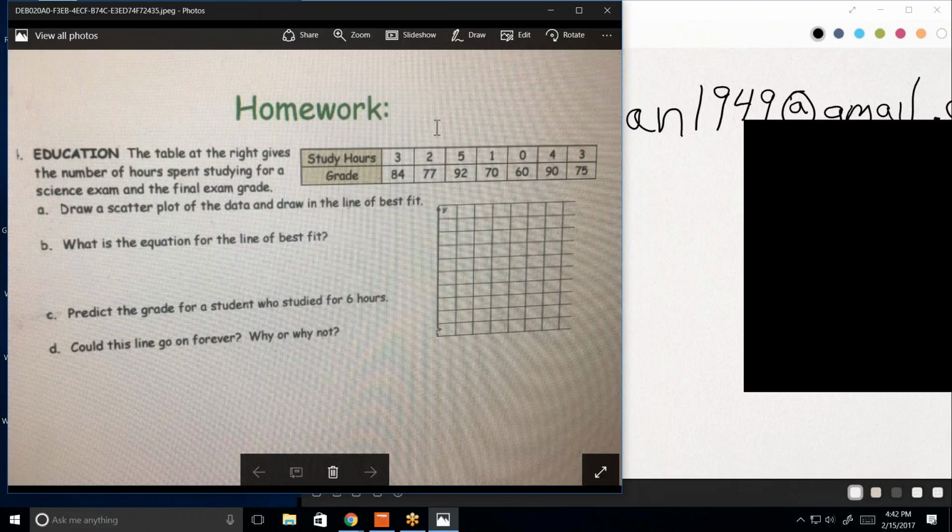All right, what kind of calculator do you have, Nick? Just a regular calculator.